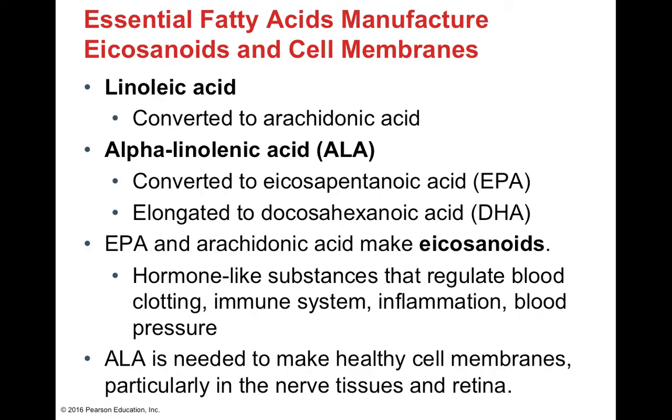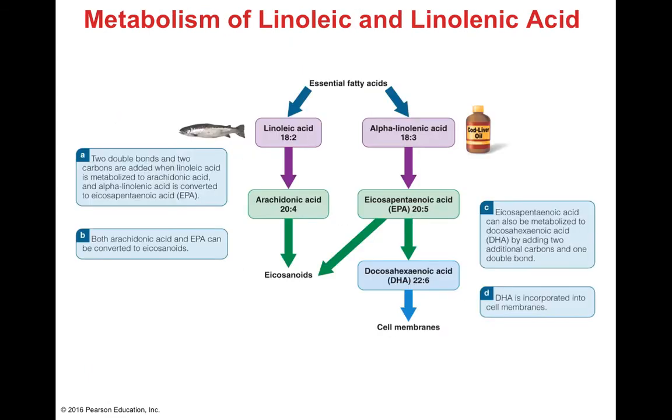Now, EPA, which comes from ALA, and arachidonic acid, which comes from LA, can make what are called eicosanoids. And eicosanoids are similar to hormones, but not quite hormones. So they're hormone-adjacent substances, and they regulate things in your body like blood clotting, immune system, and inflammation, as well as your blood pressure. We also need ALA or alpha-linolenic acid to help make healthy cell membranes, particularly in certain regions like nerve tissue and retinal tissue.